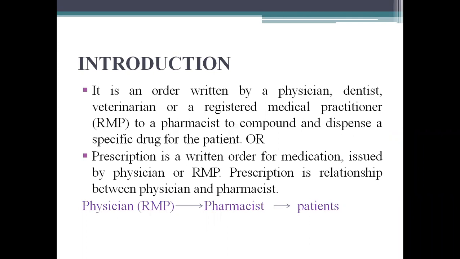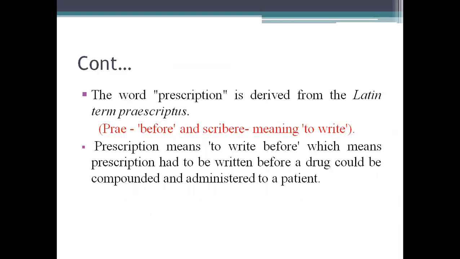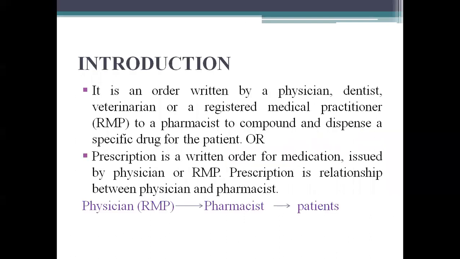With that, we have seen the definition. We discussed that prescription has been derived from the Latin word prescriptus, and prescriptus is a combination of two words, pre and scriber, which means to write before. That we saw in yesterday's class. And after that, we saw the definition. This is a very important definition. It is a written order by a physician, dentist, veterinarian, or registered medical practitioner to a pharmacist to compound and dispense the specific drug for the patient.